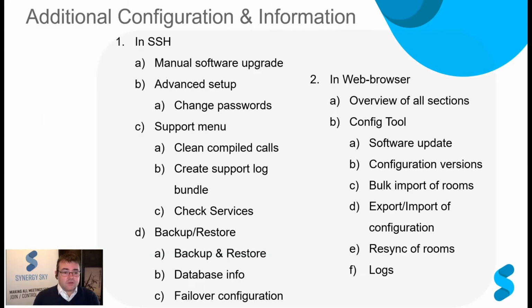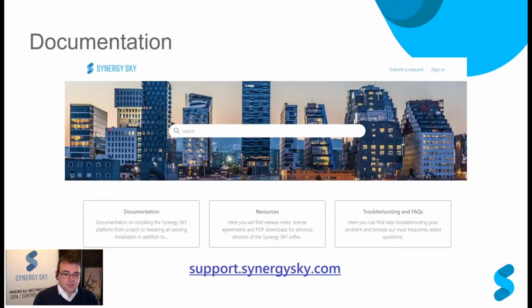So in this video, we're going to have a look at all the different configurations we can do as a very quick overview. So all the things by the SSH menu with manual software upgrades, advanced setup for changing passwords, support menu configuration, backup and restore as well as via the web browser, an overview of all sections, look at the config tool, software update, configuration versions, bulk import of rooms, export of configuration, resyncing of rooms, and also how to generate logs.